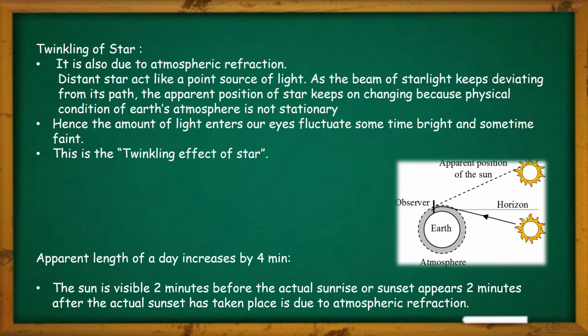This happens because the light ray bends whenever it enters the Earth's atmosphere, for which we see that the sun will be visible 2 minutes before the actual sunrise, and it will appear to set 2 minutes after the actual sunset. So there is a total of 4 minutes of variation between the apparent length of the day and the actual length of the day.